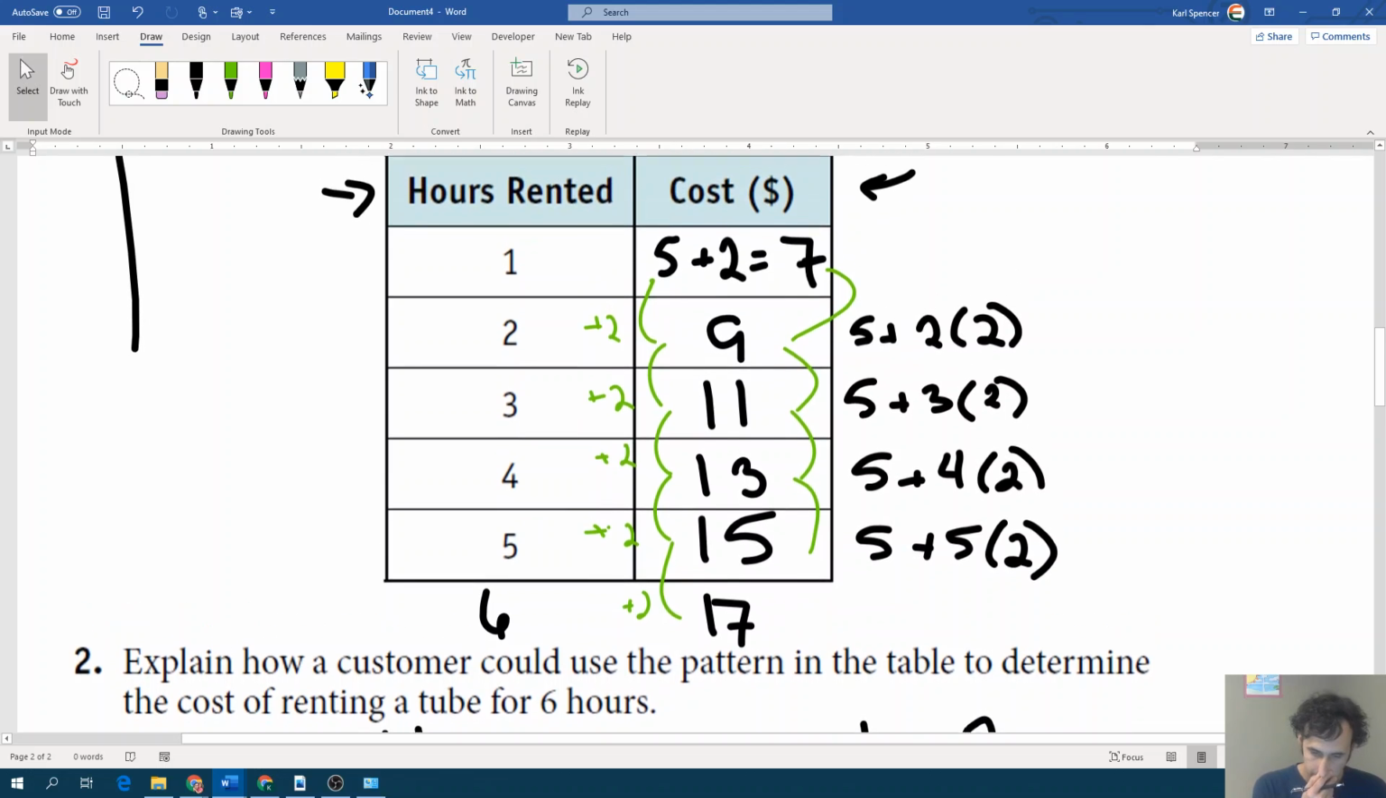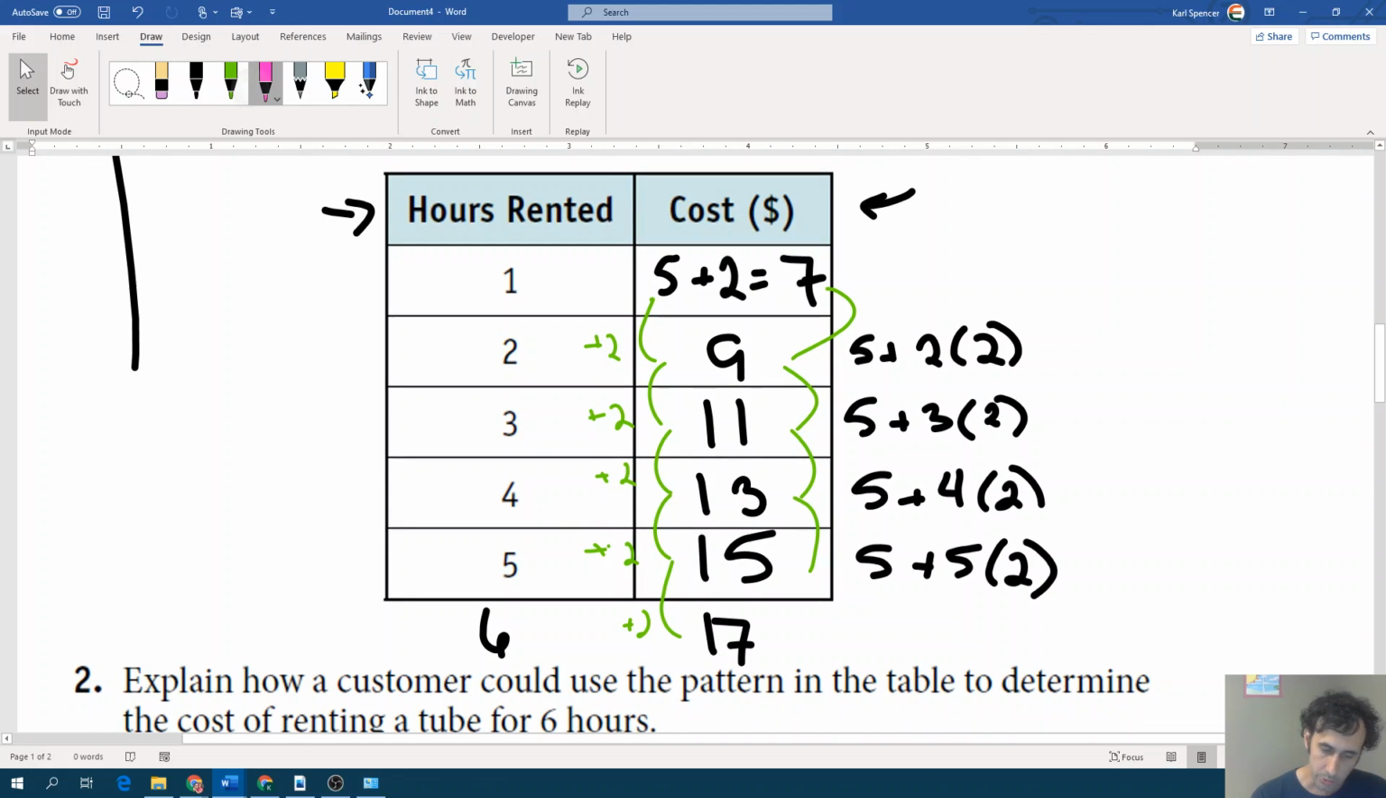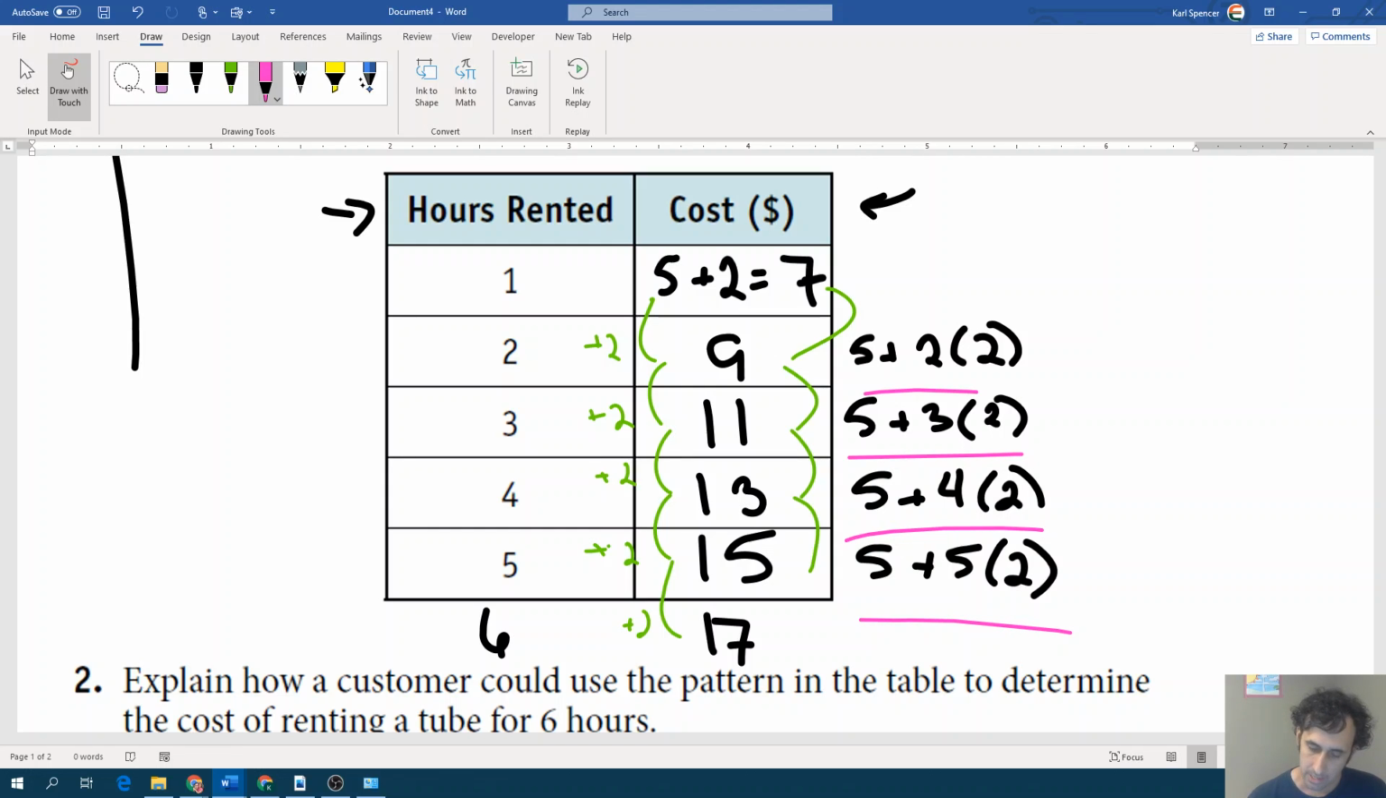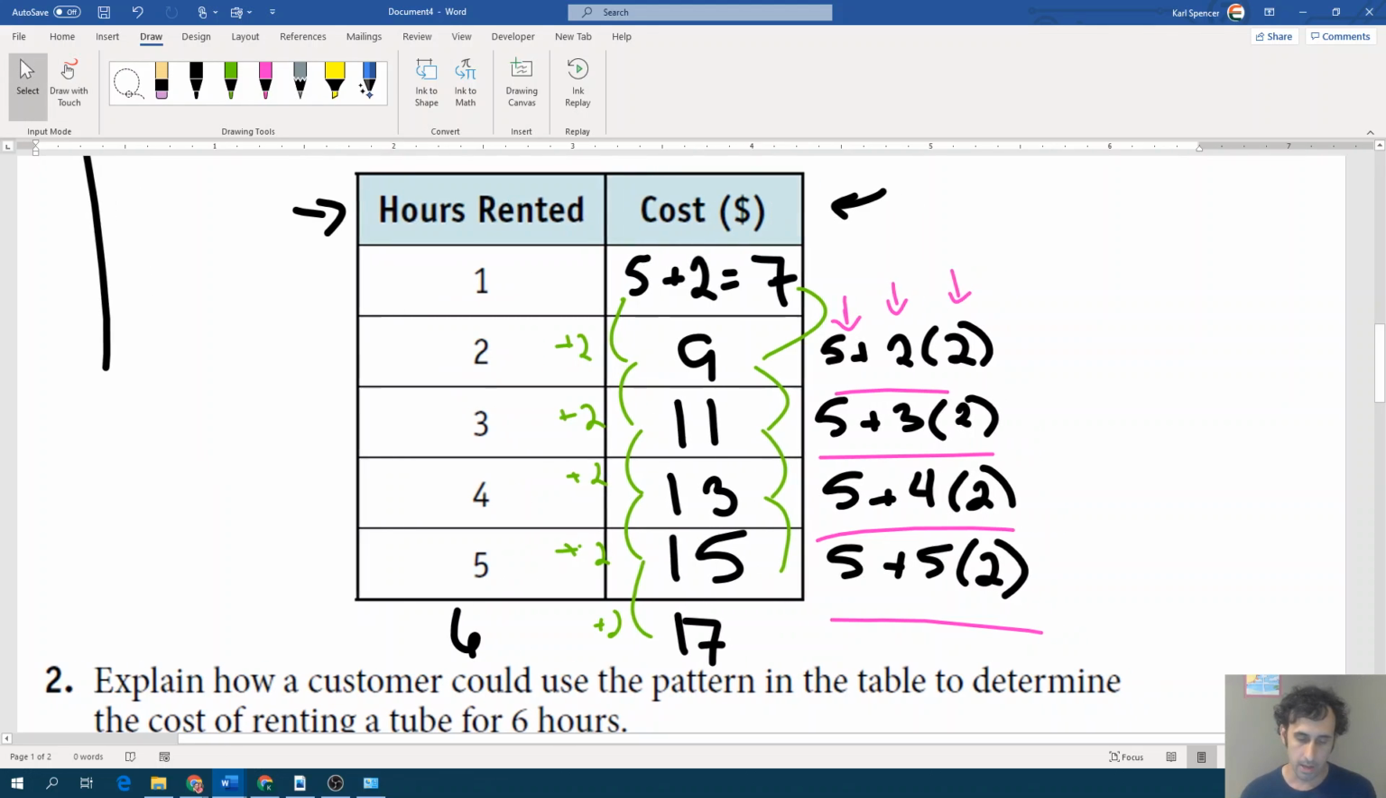Well, if we go up here, do we sort of see a pattern in these equations? Well, we kind of did, yeah. So it was that fixed rate plus how many hours we kept it for, and then the hourly cost. So we saw this pattern happening. We can generalize and write an equation by using our variable x.